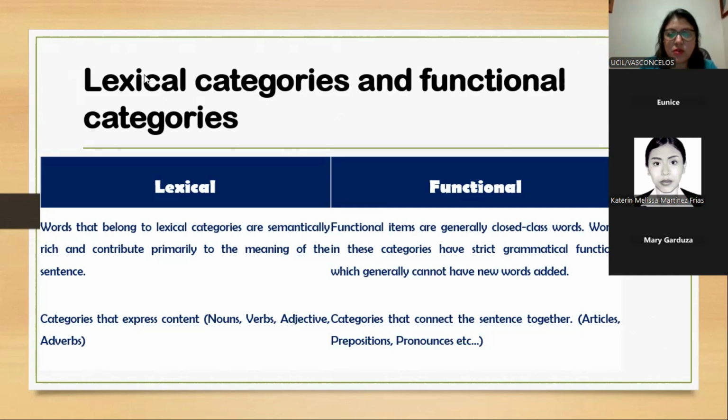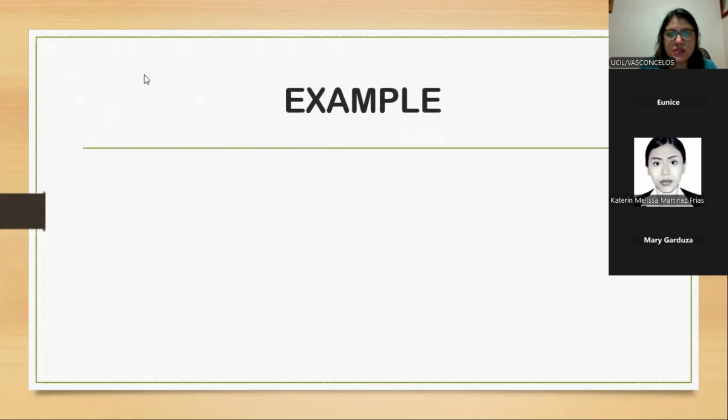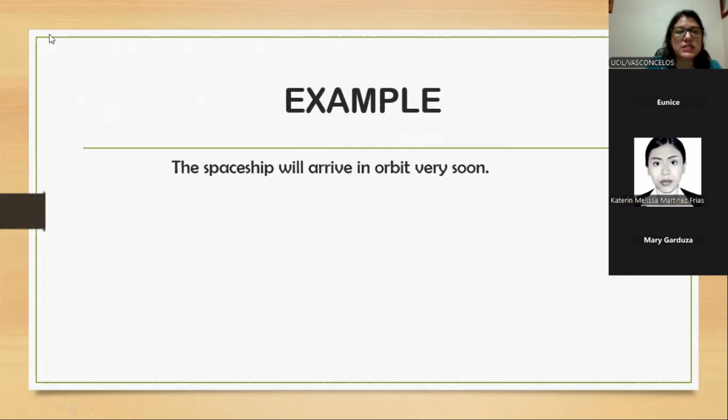I have here an example, which I would like you please to analyze. Please, teachers, analyze the phrase: the spaceship will arrive in orbit very soon. Can you analyze each word, please, the word the, the word spaceship, the word will, arrive, and so on? Can you take notes in your notebook if you have one, or try to write in the chat, please? It is necessary to analyze it, please, in order to check if I have been clear with the intention.